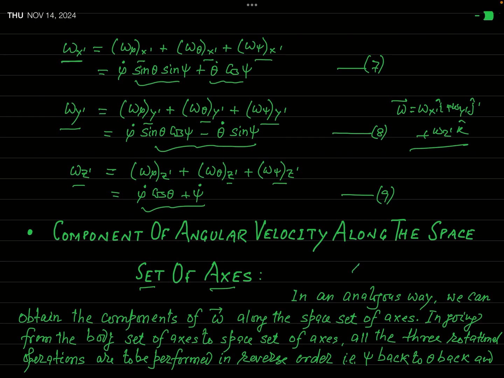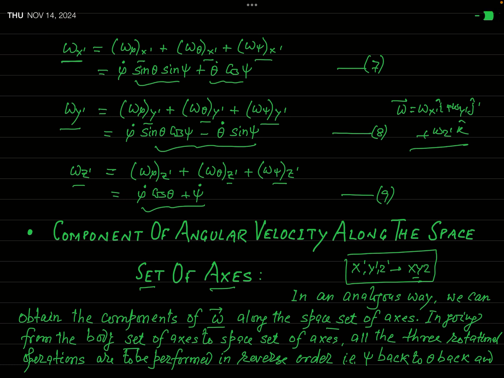So in this case, we have to transform the x prime, y prime, z prime system to x, y, z. So definitely the process will be just reverse. Just analogous to the way we discussed the first part of the problem, we can do these things. But in this case the process is just reverse, because in the first part we changed the xyz system to x prime, y prime, z prime. Here the problem is just reverse. So in an analogous way, we can obtain the components of omega along the space set of axes.